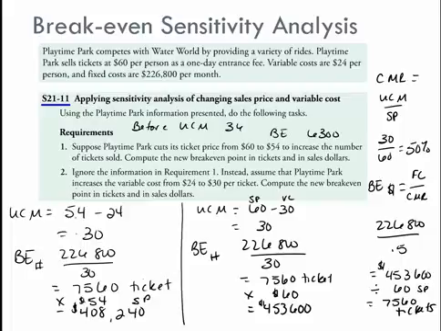So you can see whether the selling price goes down or whether the variable cost goes up, each ticket is contributing less to the fixed costs. And that's why the break-even point is going up in both of these. I have to sell more tickets before I start turning a profit. I have to sell more tickets to cover my fixed costs because each ticket is contributing a little bit less to that. So that's exactly what we would expect to see here.